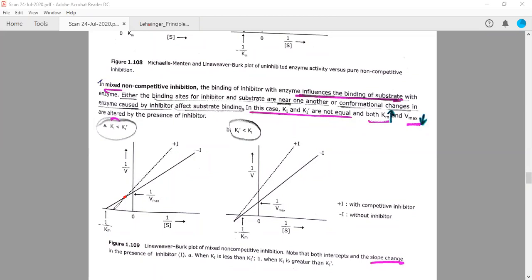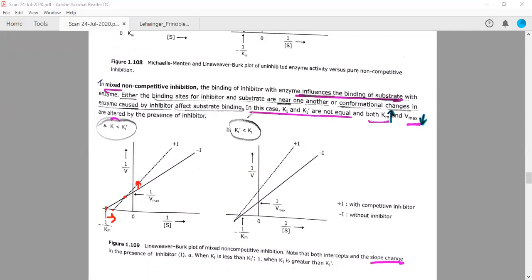And you will see here, if this is the Km in the first case, in the second case this Km value is generally increasing. So this is an increase. So I can plot it like this. And because this Vmax is decreasing, it will move up. So in the first case, when this Ki is less than Ki dash, Km will increase and Vmax will decrease. Therefore, it is called mixed non-competitive inhibition, because one is increasing, one is decreasing.